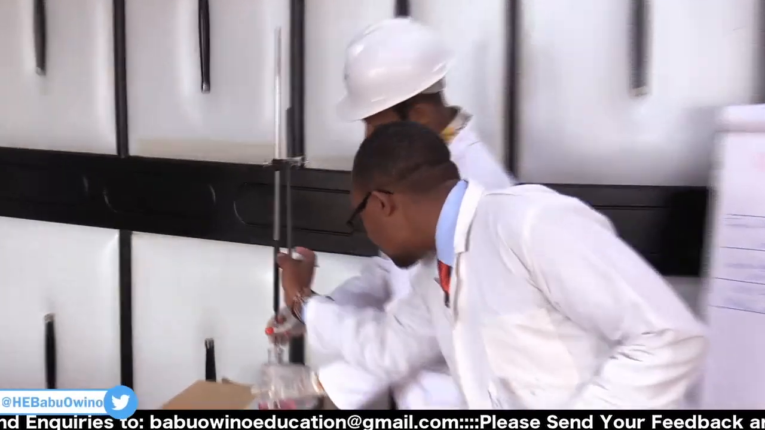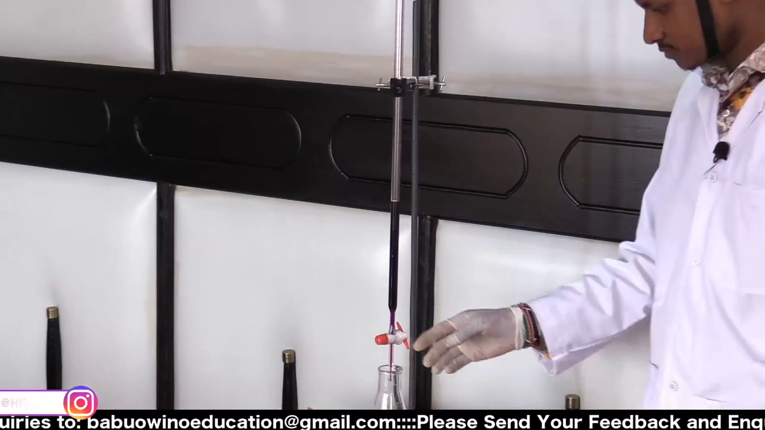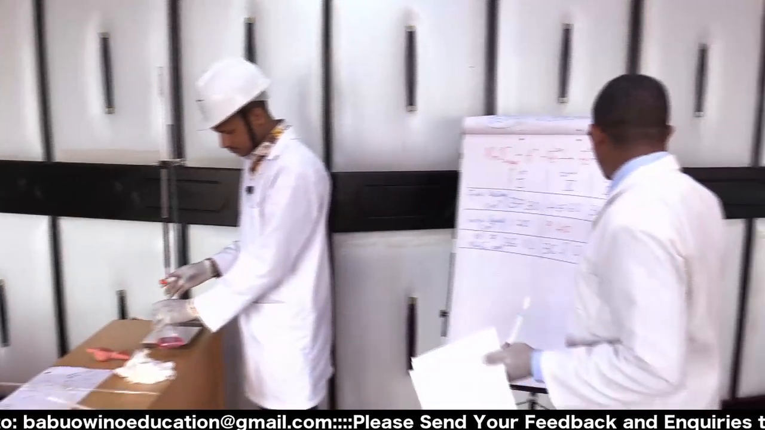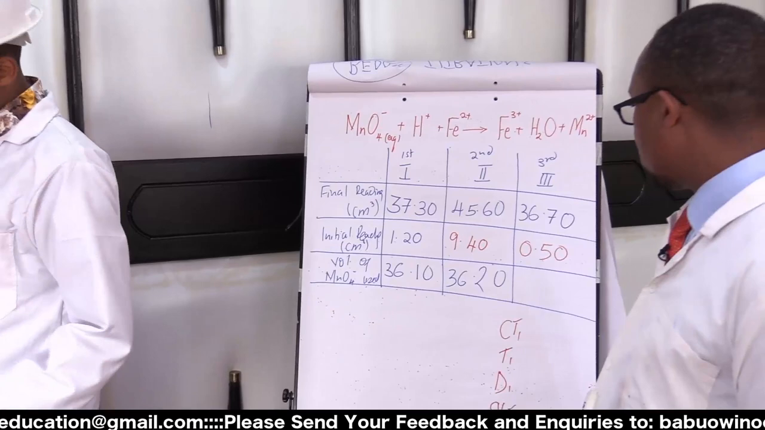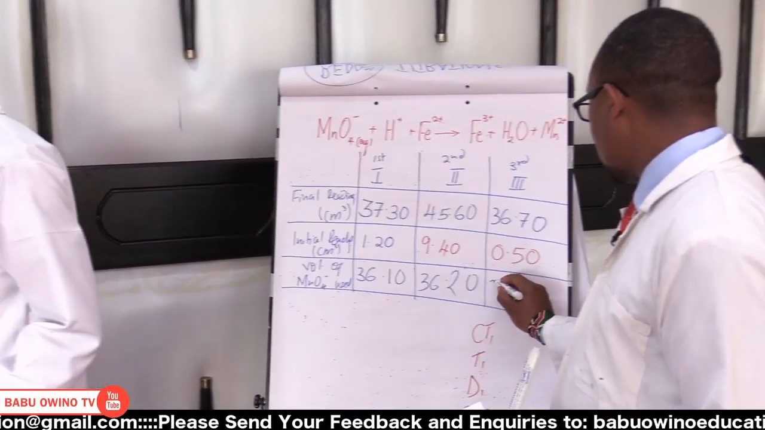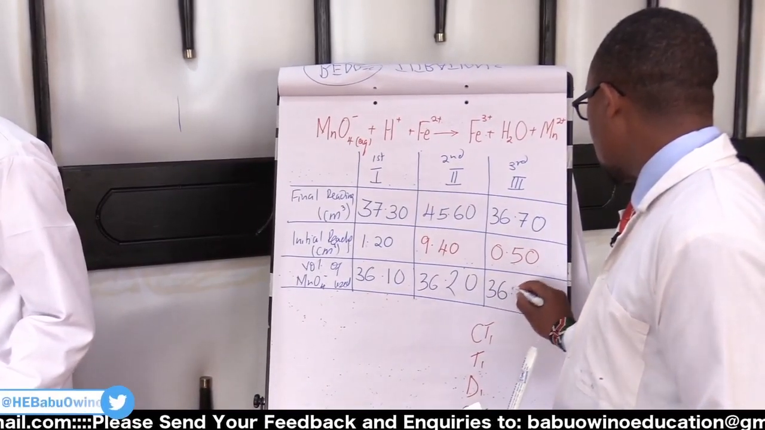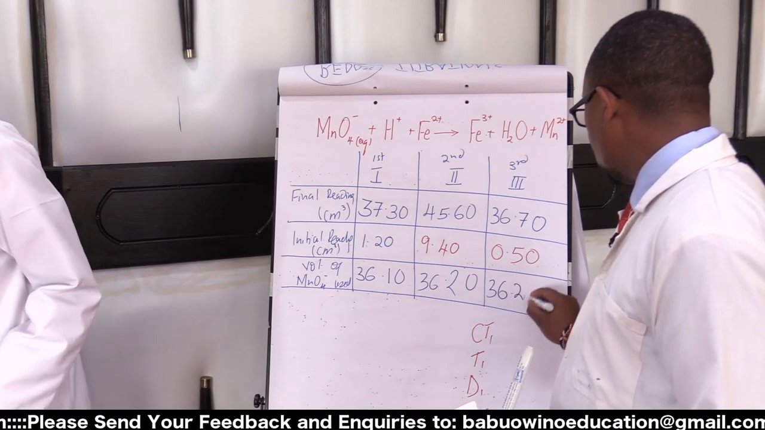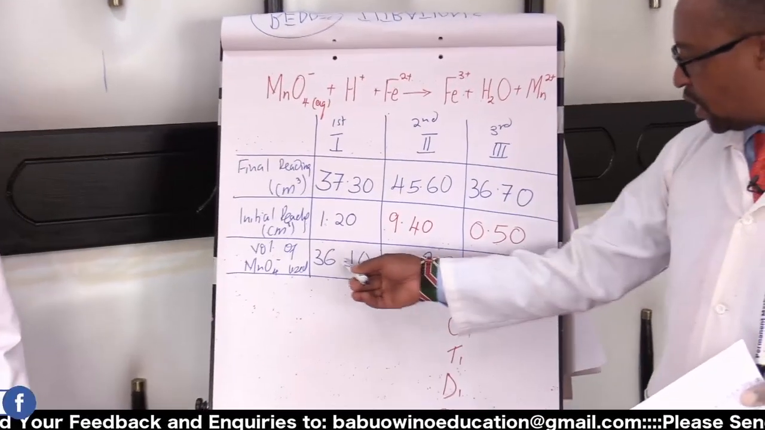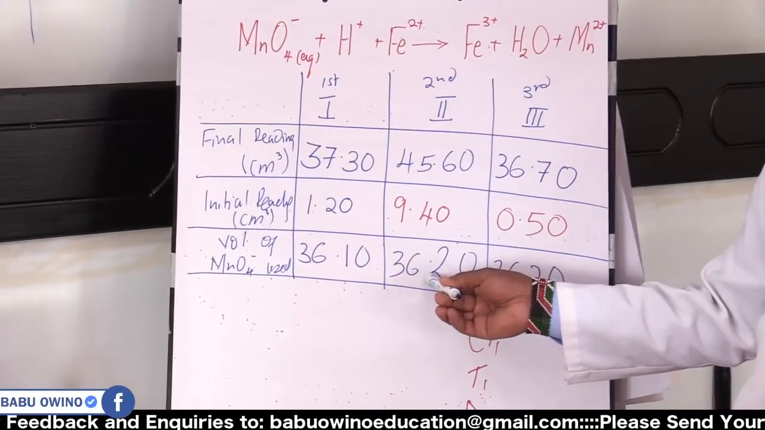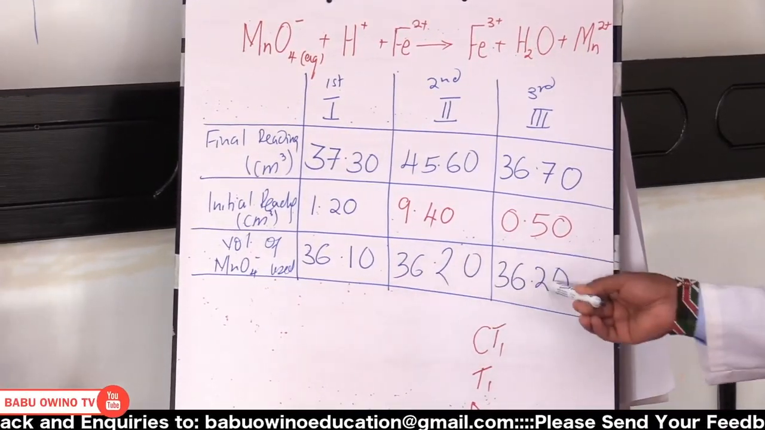Let me see. Correct. That is 36.7. So you confirm. So that will be home and dry. So this gives you 36.20. Now looking at these values, this and this are within 0.1. This and this, they are the same.